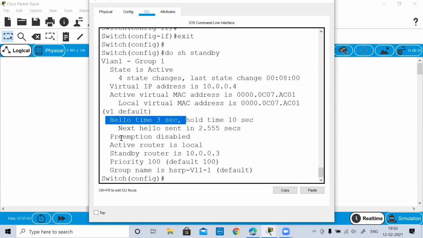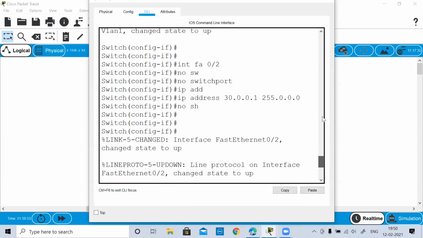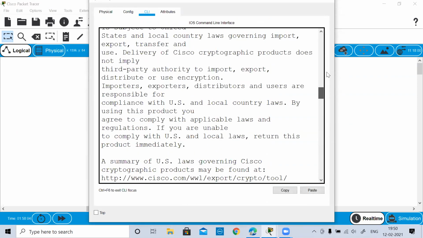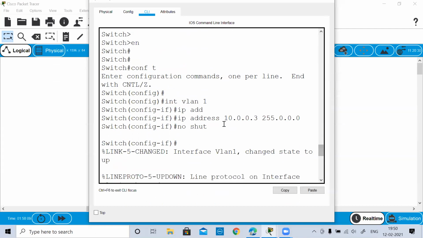Hello time, in 3 seconds they are exchanging the packet. Hold time is 10 seconds. I can actually change the timer information also, and the preemption has been disabled. This is the active router. The standby router is the IP which is 10.0.0.3. So if you remember, this was the IP which I have configured for this VLAN. Okay, 10.0.0.3. Where is it? Here. This was the IP which I have configured for this VLAN.